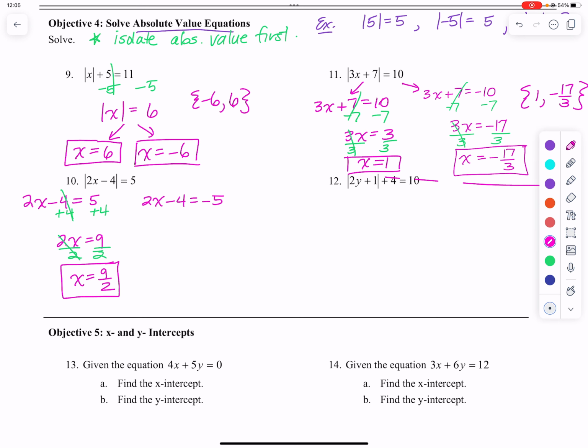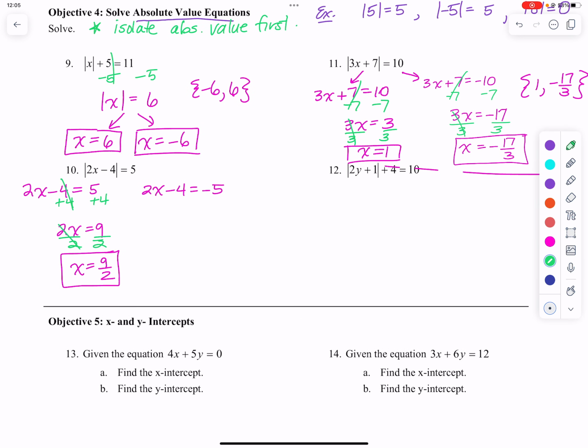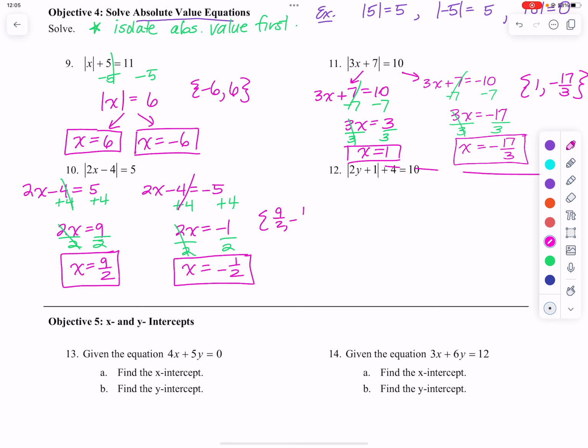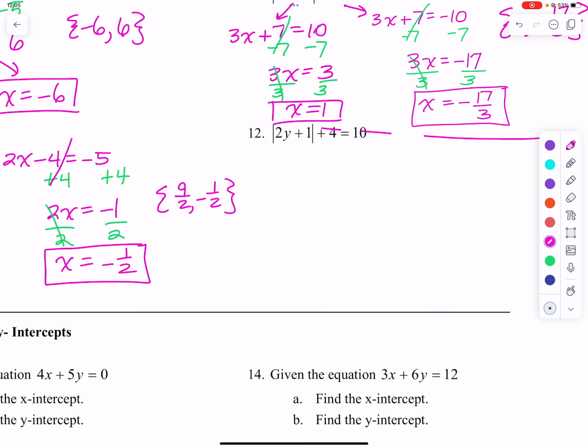Okay. So now let's continue on. And we have 2x equals a negative 1. And dividing both sides by 2, we have x equal to negative 1/2. So our solution set here is 9/2, negative 1/2. Okay? Looking at number 12, I don't know where that came from.